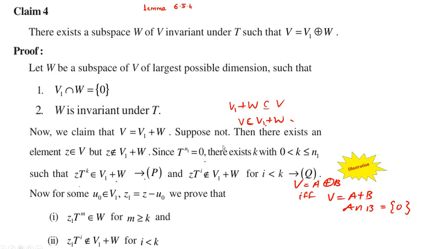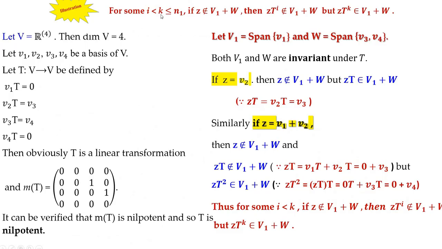We shall have an illustration for this statement alone, because just like that, when we look into this, it may not be clear. With a simple example, suppose I consider, for I less than k less than or equal to n1, t power I does not belong to v1 plus w. What is the meaning of it? Can it really happen? That is what we want to check with this simple example.